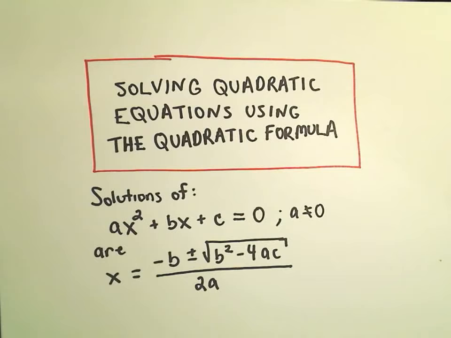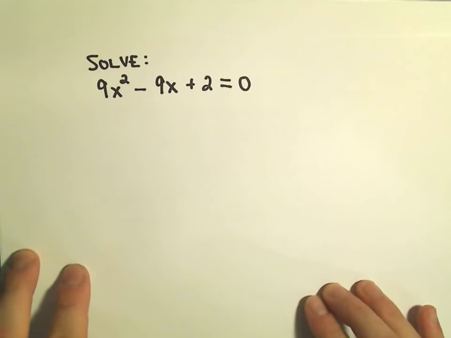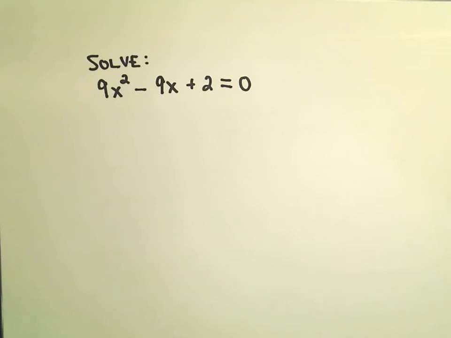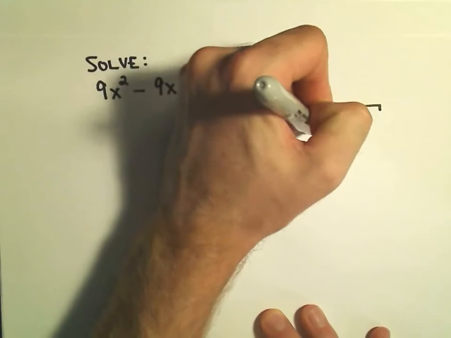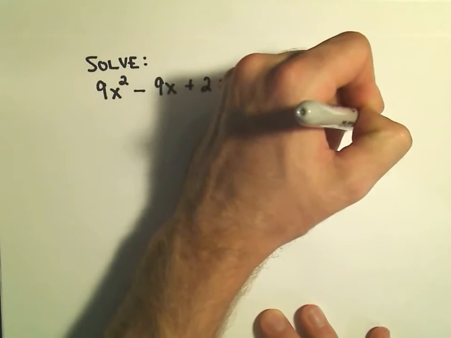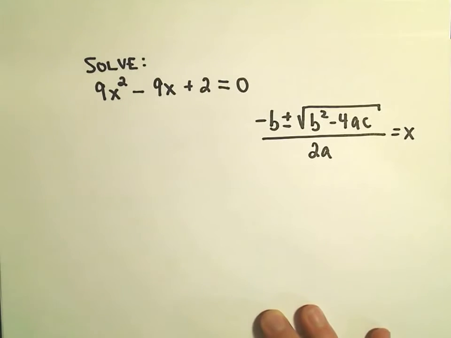So the idea is, again, a is the coefficient in front of the x squared, b is going to be the coefficient in front of the x. Again, you have to take into account whether they're positive or negative, and then c is simply going to be the constant. So suppose we want to solve the quadratic equation 9x squared minus 9x plus 2. So maybe let's jot down the quadratic formula again off to the side. Negative b plus or minus the square root of b squared minus 4ac all over 2a. This will give us our solution.